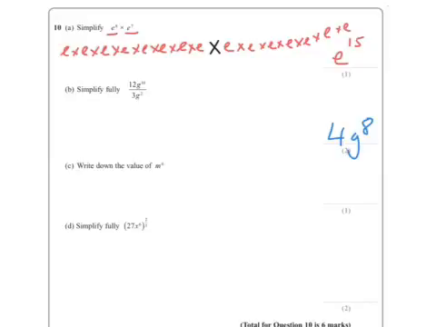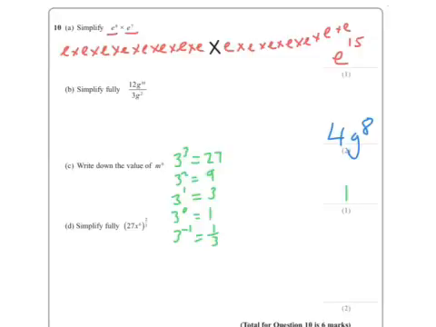Write the value of m to the power 0. Now you need to know that anything to the power 0 is 1. The reason for that is if I use 3, for example, 3 to the power 3 is 27, 3 squared is 9, 3 to the power 1 is 3, 3 to the power 0 is 1, and then 3 to the power minus 1 is 1/3, you're dividing by 3 each time.